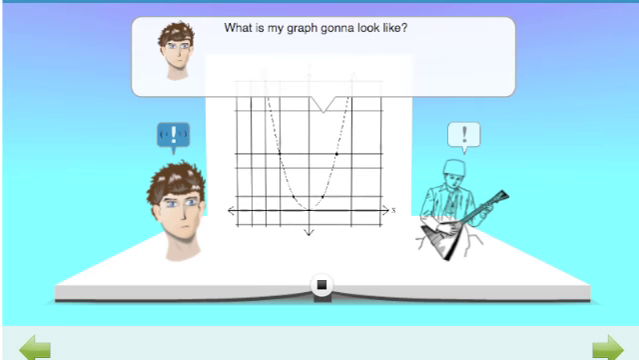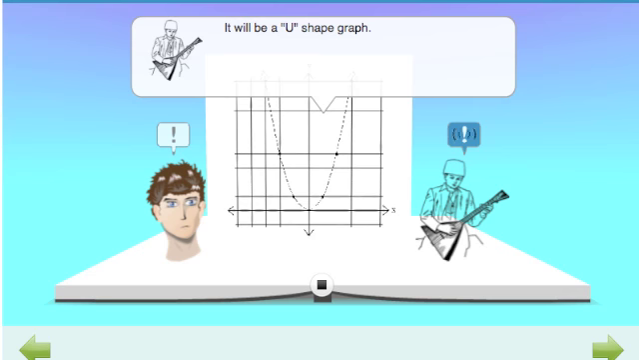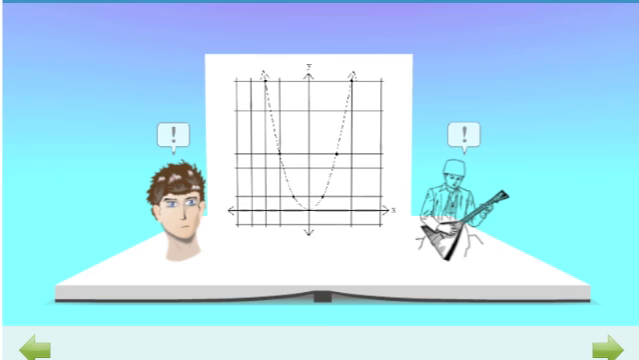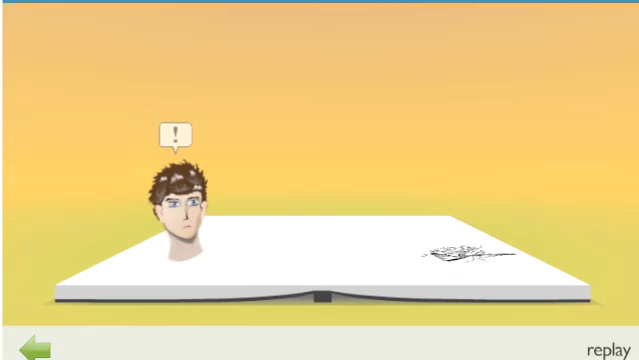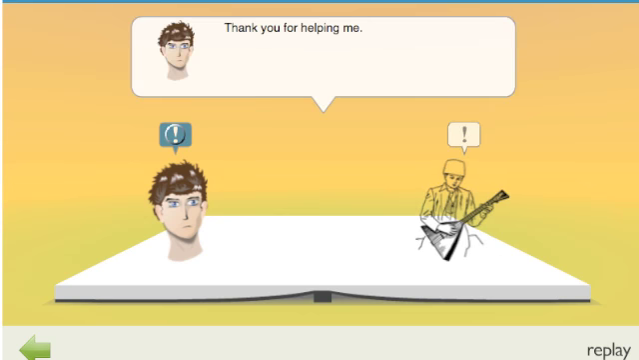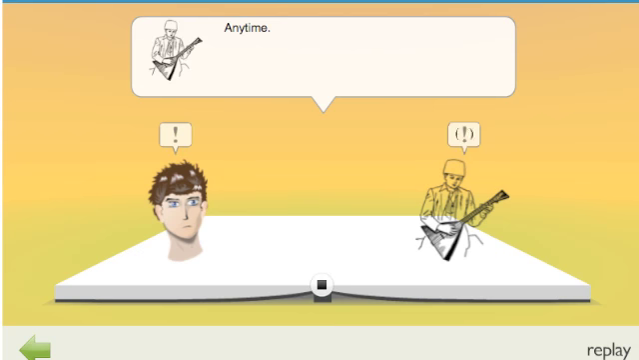What is my graph going to look like? It will be a U-shaped graph. Thank you for helping me. Anytime.